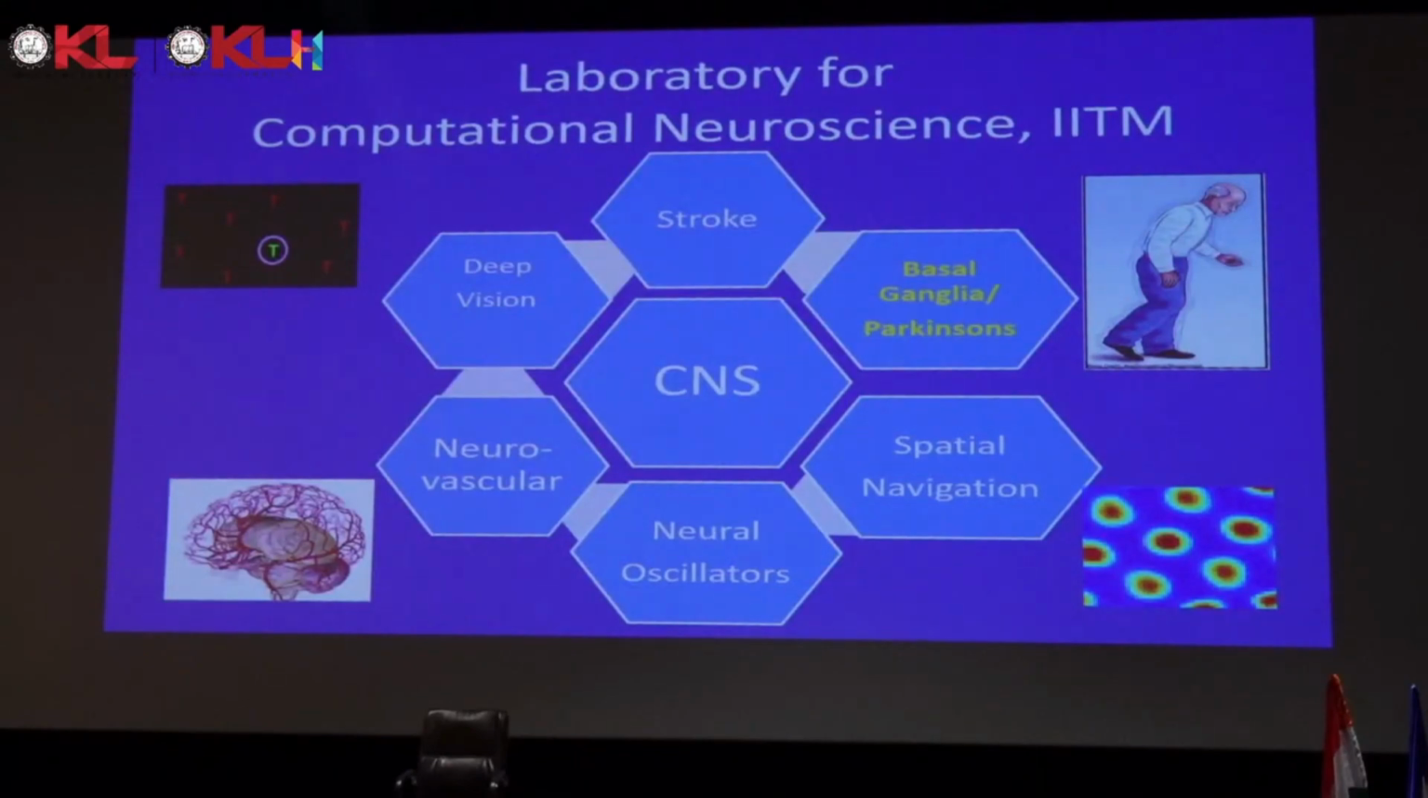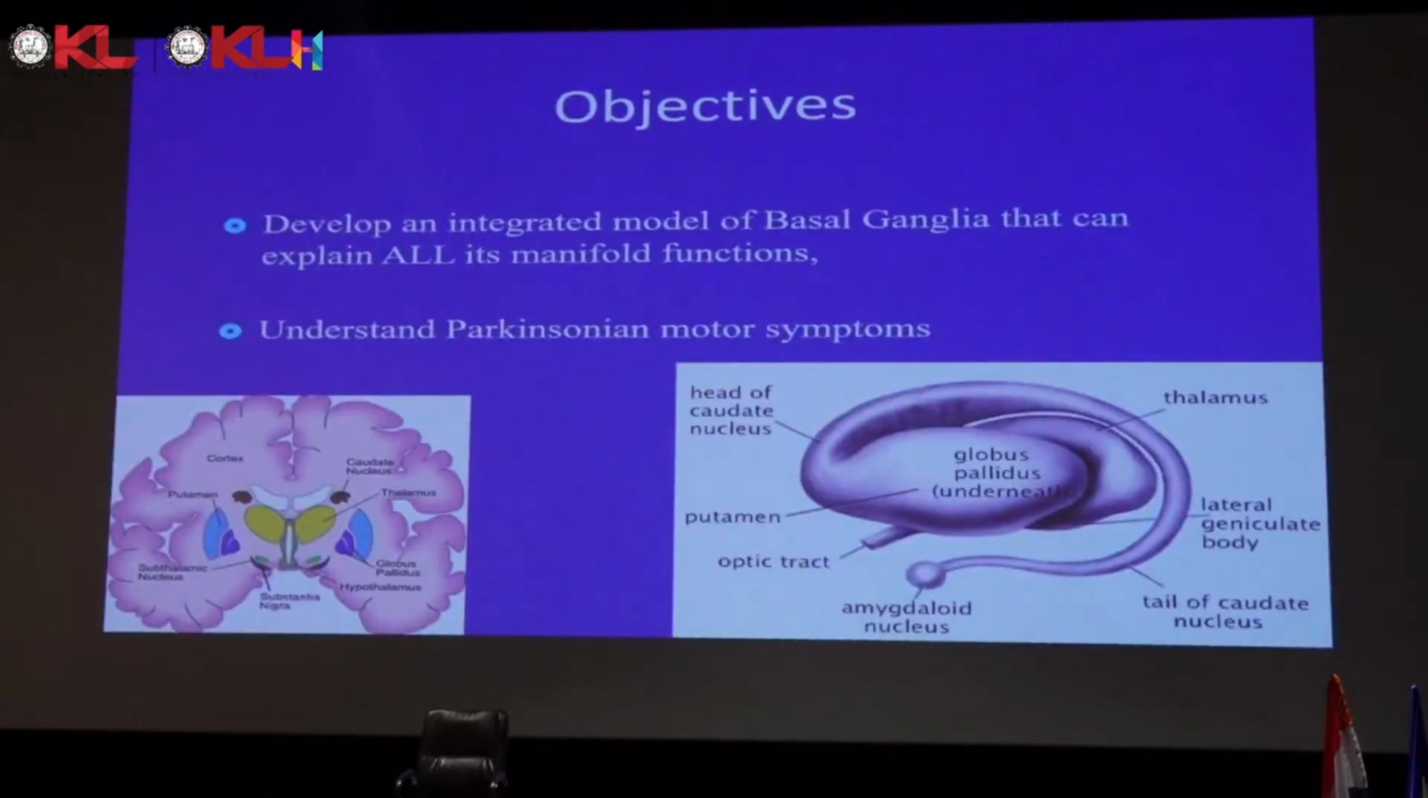To this end, we have divided the lab into various teams. Each team works on one part of the brain and with a disease to bring that area into focus and give it an applied angle so that you can get some funding for that part of the research. So we have several teams in the lab: one working on vision, another on basal ganglia, another on hippocampus and navigation, neural oscillations, neurovascular coupling, and so on. Today's talk, I'll talk about our work on basal ganglia.